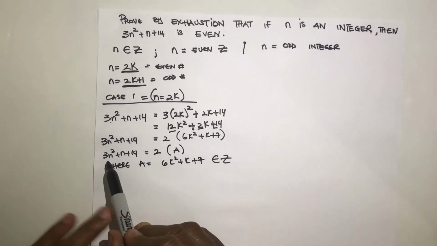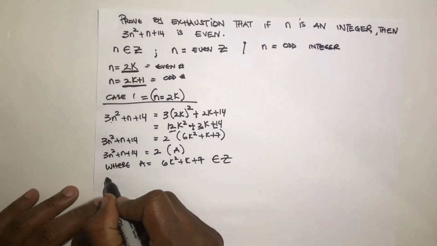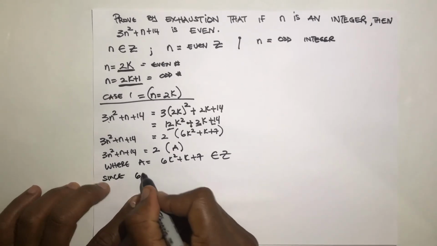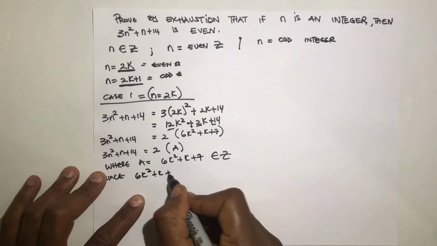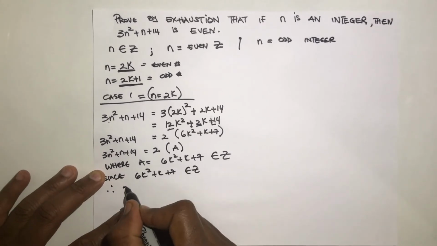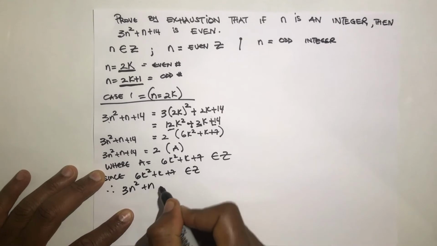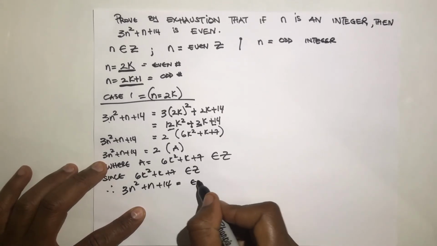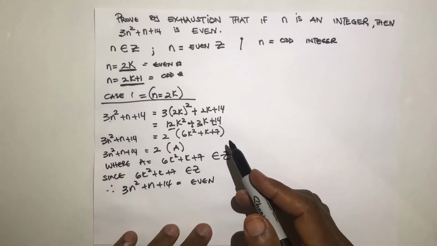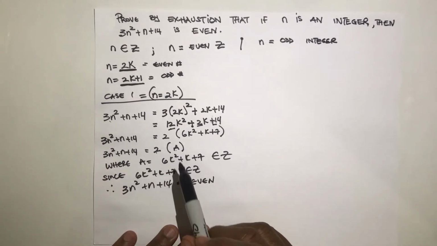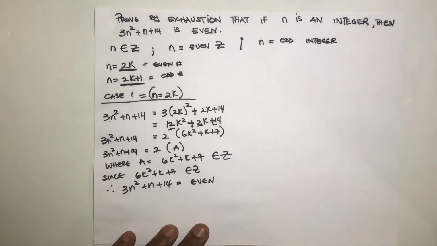So here we can see that since 6k squared plus k plus 7 is an integer, therefore 3n squared plus n plus 14 is actually even, because it's 2 times a number. 2 times any number will always be even. So already we proved it true.